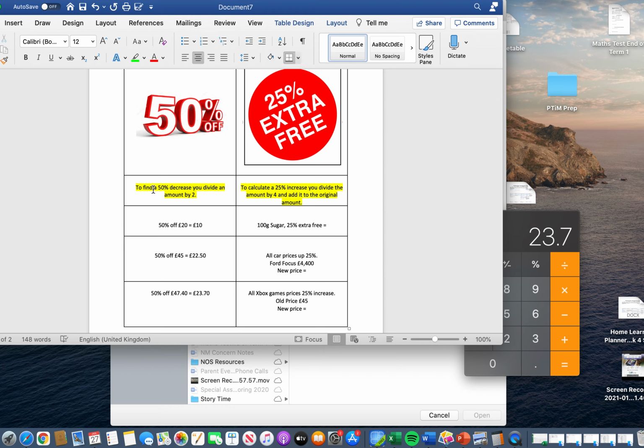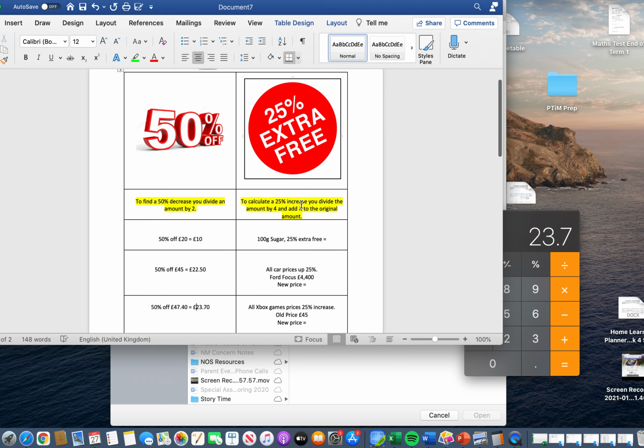You can use the instructions at the top here that says to find a 50% decrease, you divide an amount by 2. Now, this bit is a bit more challenging. This is calculating an increase, because somebody's given you 25% extra free of these items. So you're going to divide by 4, because that will give you 1/4, and you're going to add your answer to the original amount. Okay? Add it to the original amount.